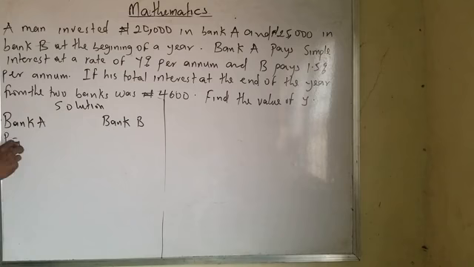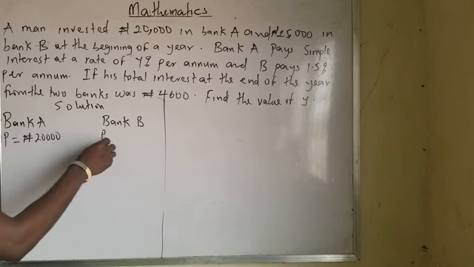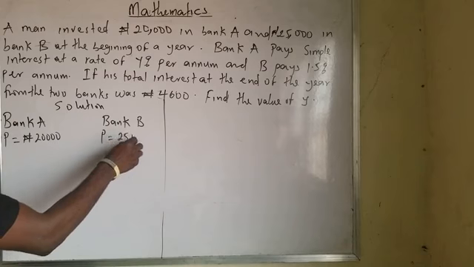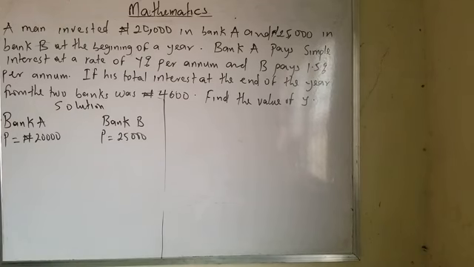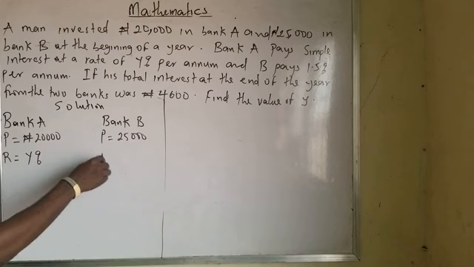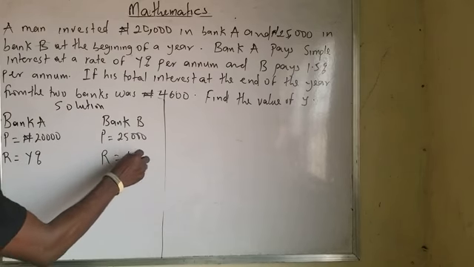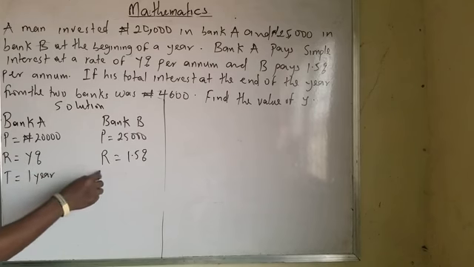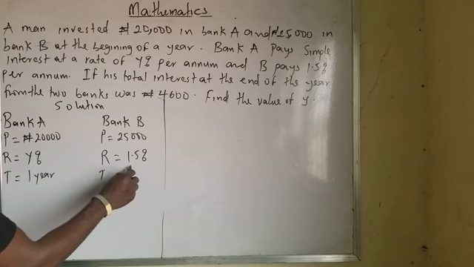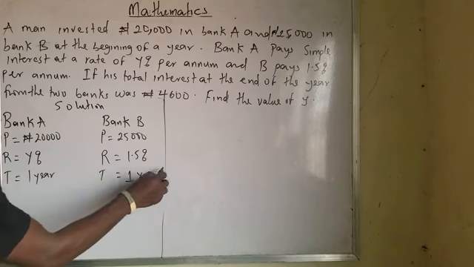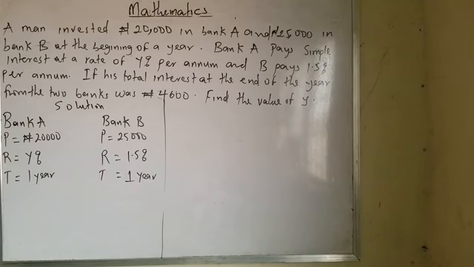Now, principal on bank A is 20,000. That is the starting money. Principal on bank B is 25,000 naira. The next thing is rate on bank A is Y%. You don't know it. Rate on bank B is 1.5%. And the time is 1 year. Now, since I have this, everything I need to do is simple.